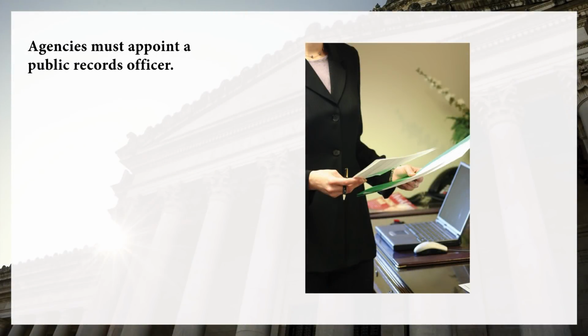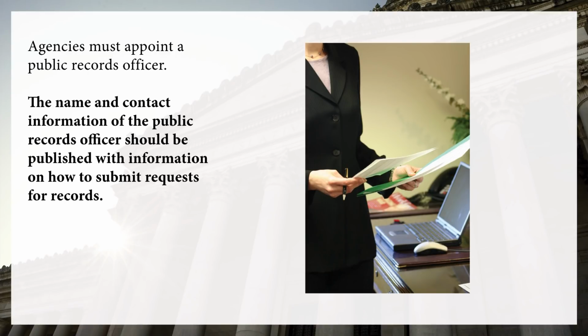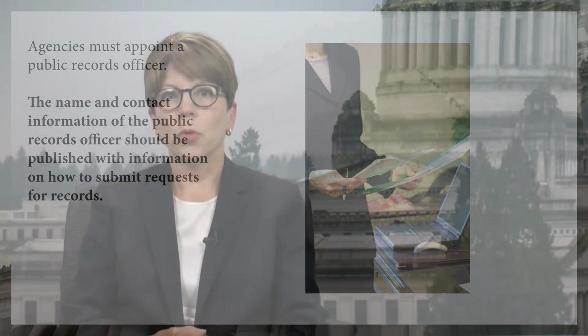Agencies must appoint a public records officer responsible for being a point of contact for the public and for overseeing compliance. The name and contact information of the public records officer should be published with information on how to submit requests for records. The Public Records Officer must have received training on the Act within 90 days of assuming his or her duties. Agencies must also publish information on the agency organization, rules, and procedures, and an index of specific categories of records.